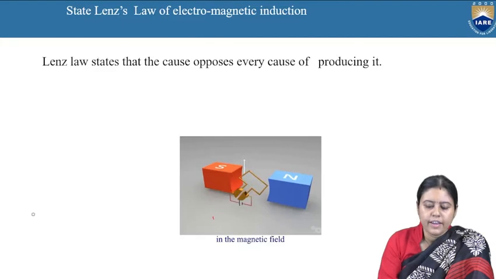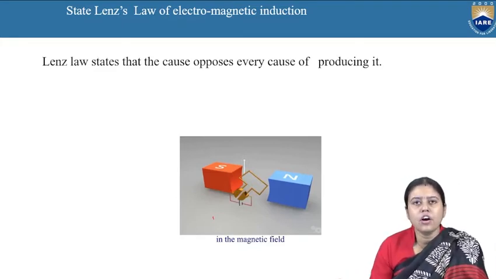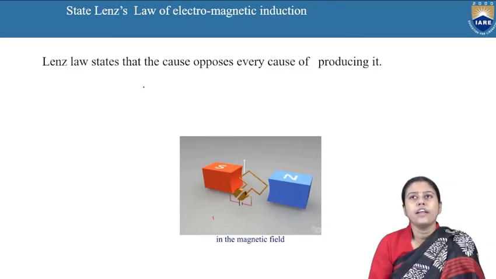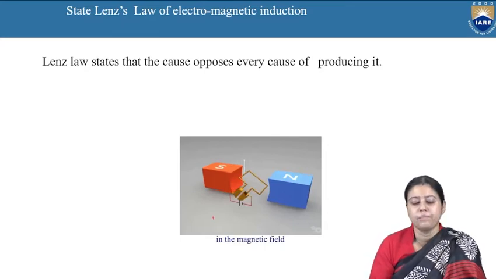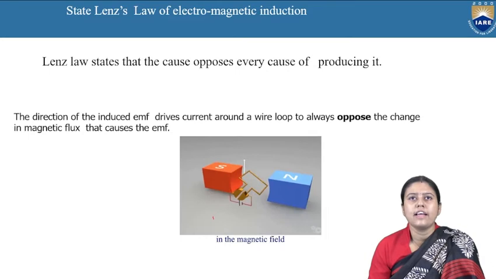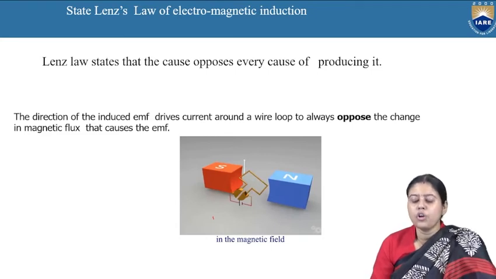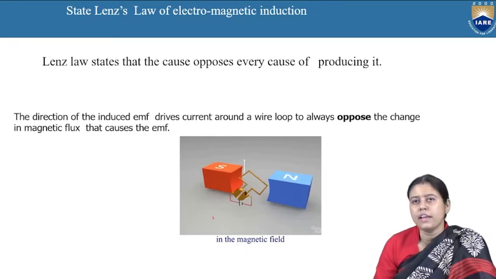So you can see the Lenz law is also known as the third law of Faraday's law, or another name is the Lenz law. Lenz law states that the effect opposes every cause of producing it. What does it mean? Lenz law states that the direction of induced EMF drives current around a wire loop to always oppose the change in magnetic flux that causes the EMF.